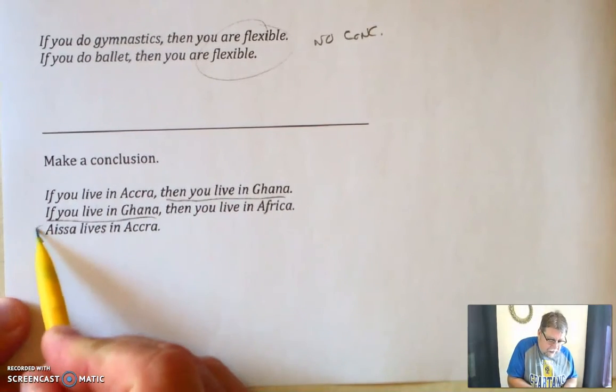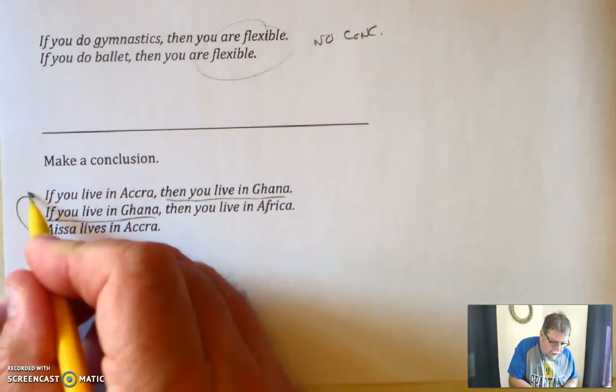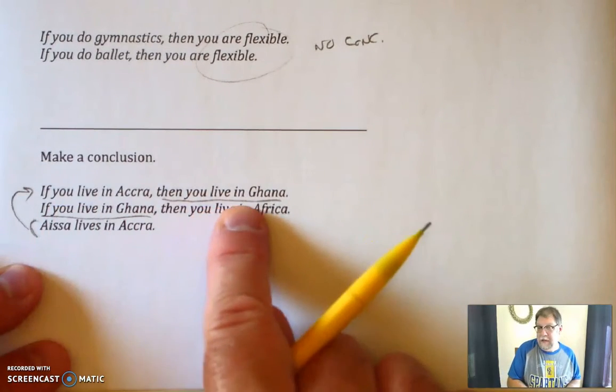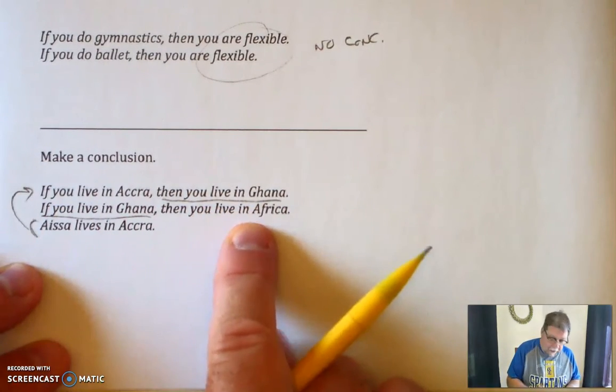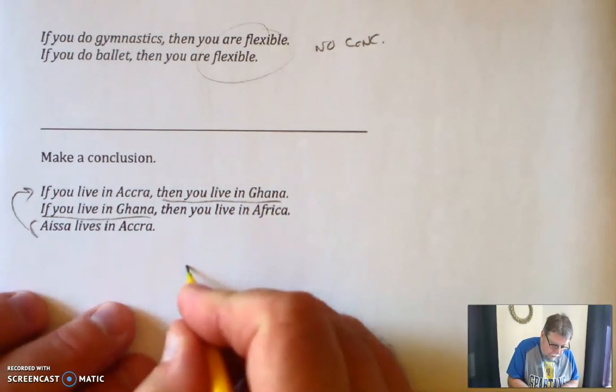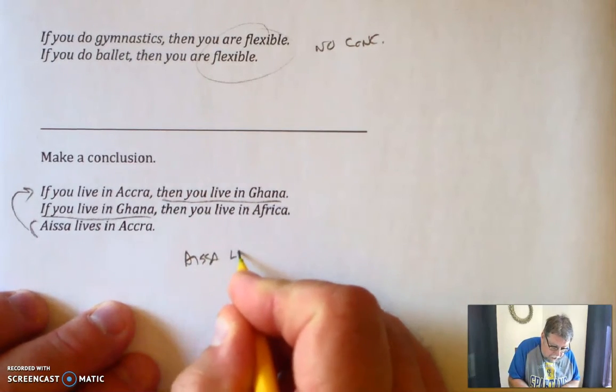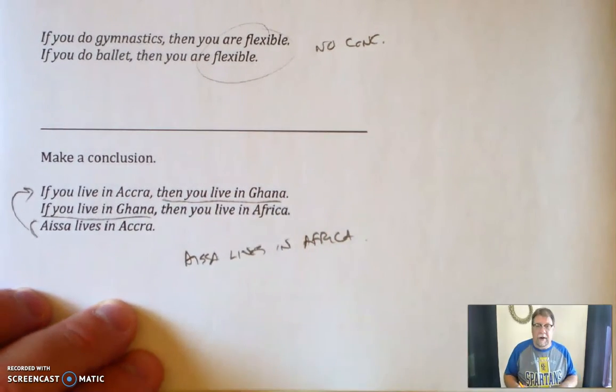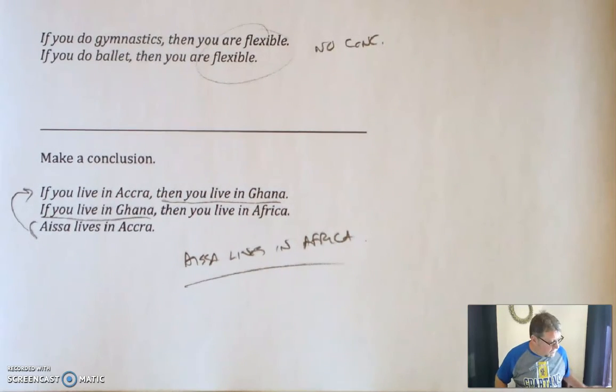And then I've got a statement that activates that hypothesis: Isa lives in Accra. So therefore, Isa lives in Ghana and lives in Africa. So we can make this conclusion, Isa lives in Africa. And that's the concluding statement for that example.